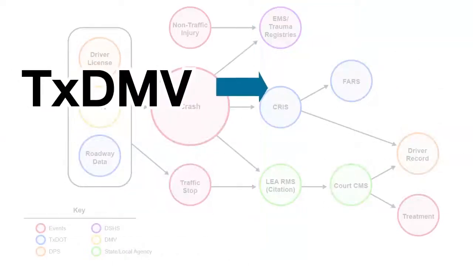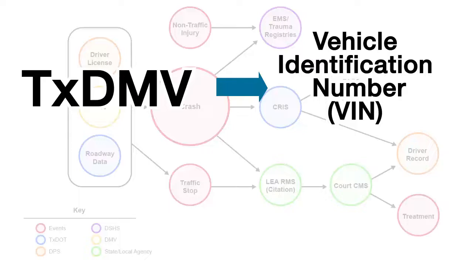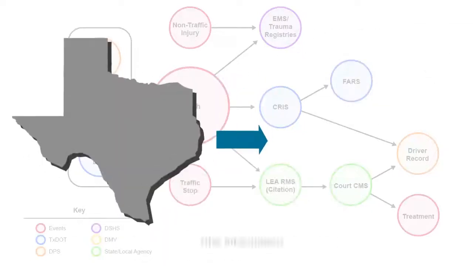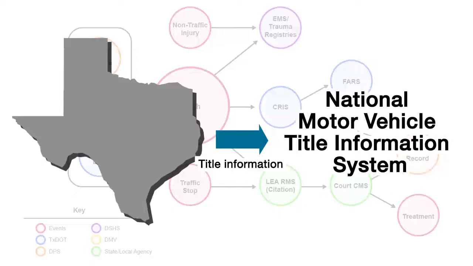TxDMV validates every vehicle identification number via the VINtelligence verification software. The state provides title information for original Texas titles and salvage and non-repairable titles to the National Motor Vehicle Title Information System. This system ensures you have accurate vehicle information during traffic encounters.